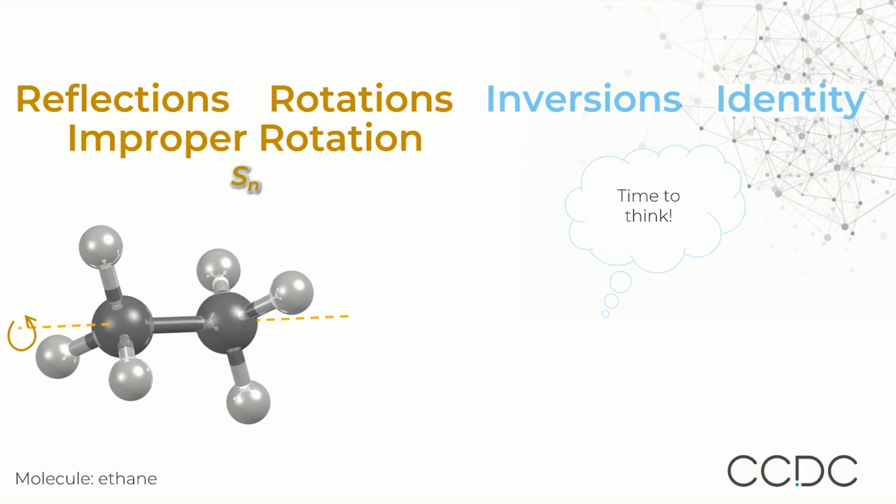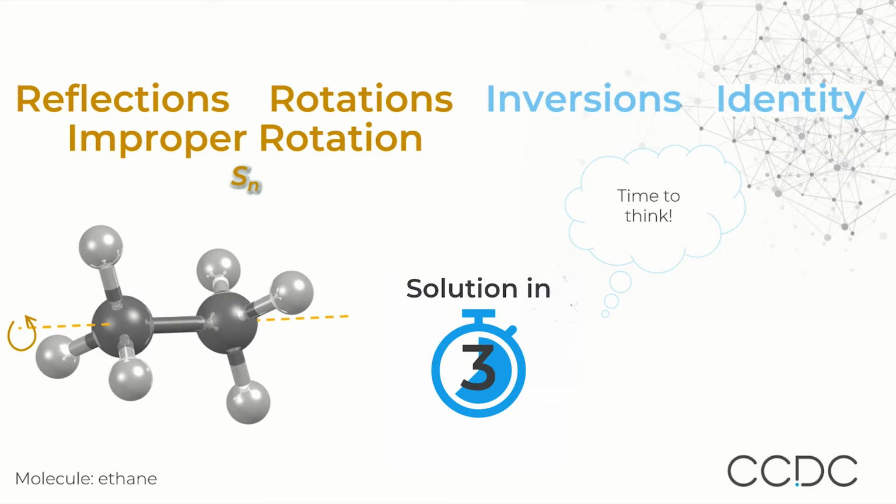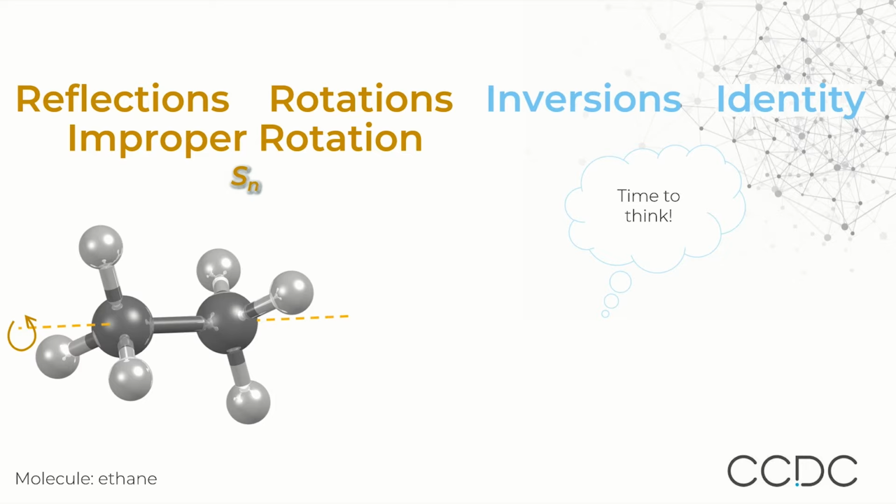Let's use ethane as an example. It has a proper axis of rotation and an improper one, coincident on each other. What order do you think each one is? Pause the video to think. We have a C3 and an S6 axis, both shown here with a yellow line.